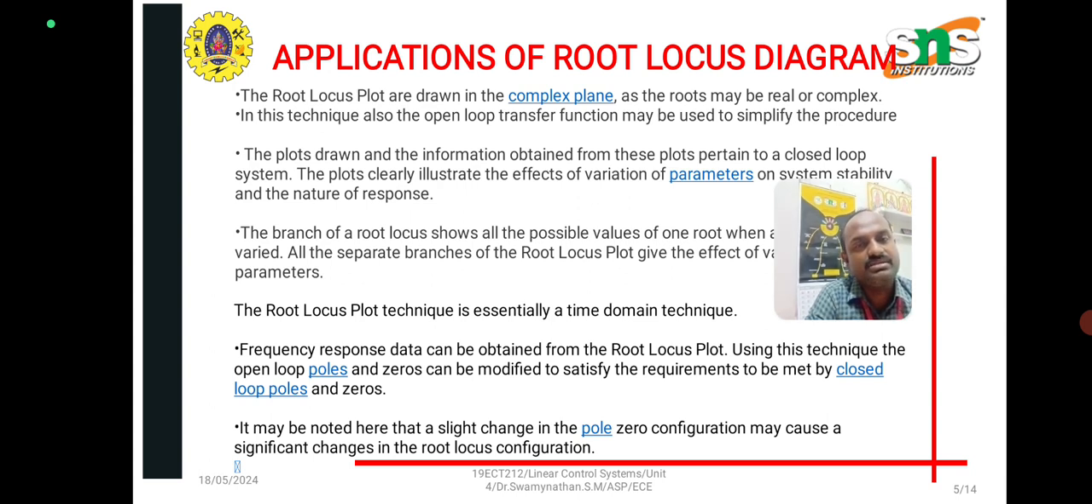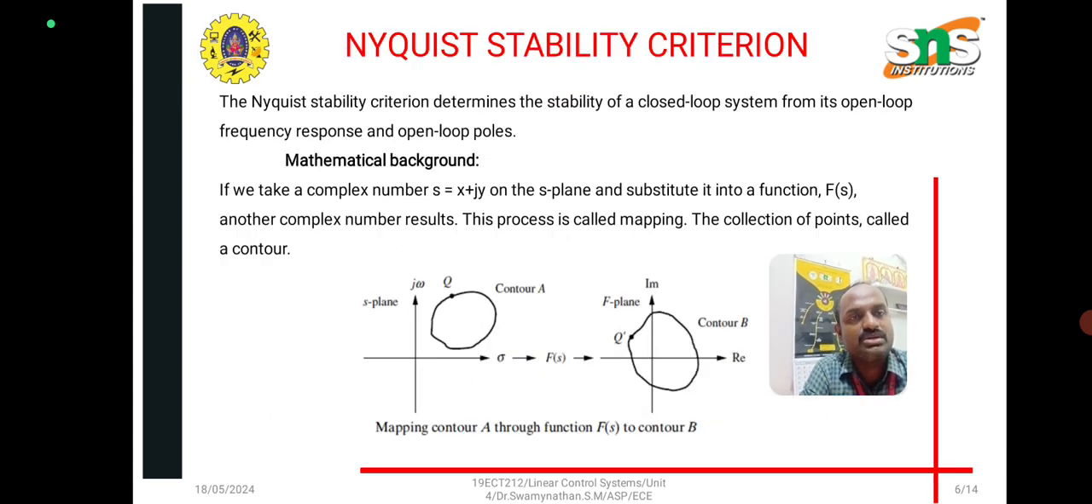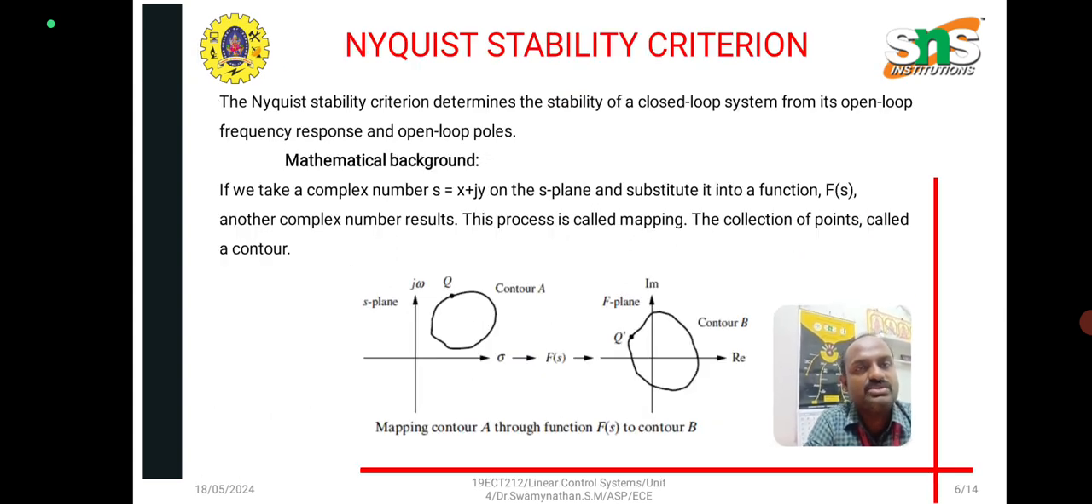It should be noted that a slight change in the pole zero configuration may cause significant changes in the root locus configuration. And next, the Nyquist stability criterion determines the stability of the closed loop system from its open loop transfer function, that is, the open loop frequency response and open loop poles.